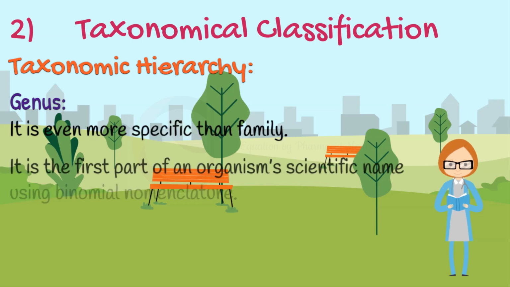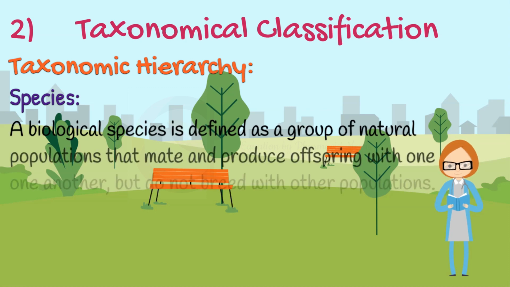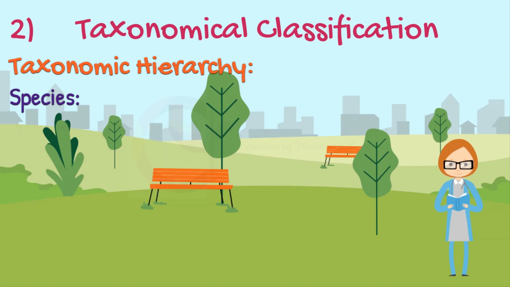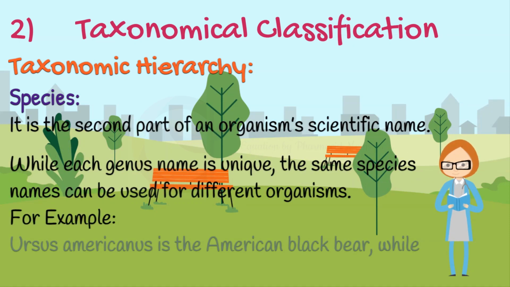Genus is even more specific than family. It is the first part of an organism's scientific name, using binomial nomenclature. A biological species is defined as a group of natural populations that mate and produce offspring with one another, but do not breed with other populations. It is the second part of an organism's scientific name.